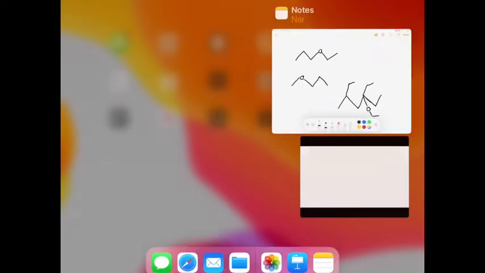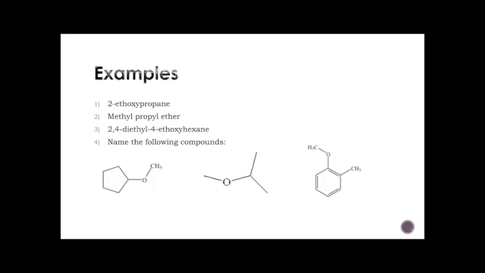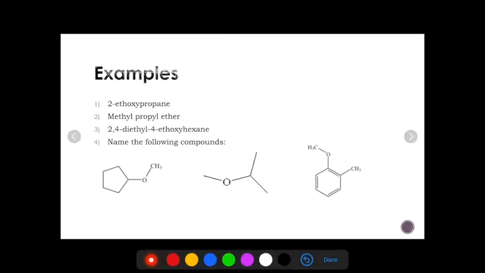Okay, now let's go back and name these. So the first one, we have OCH3 right here. So we're going to call that one methoxy. There's only one substituent on the ring, so remember we don't have to number it if there's only one. And then we have a ring of 5, so it's cyclopentane.